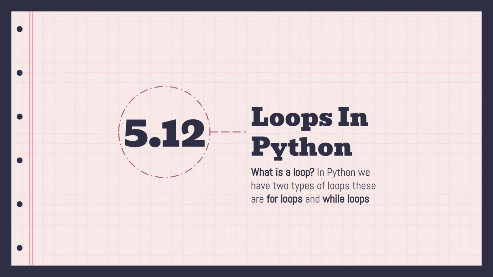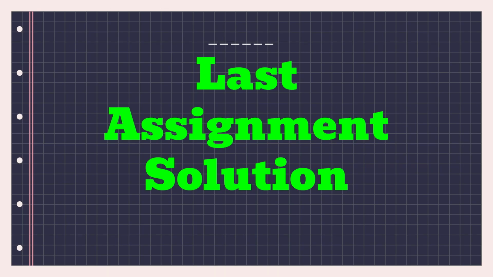Once I've mentioned the different types of loops in Python, let's go ahead and solve the question that we had last time. In the last video, we had a couple of questions, the assignments that you wanted to solve. In the last tutorial, I gave you an assignment, and in this tutorial, we're going to write the solution to that assignment. Once we have that solution written, then we'll move on to learning about loops.